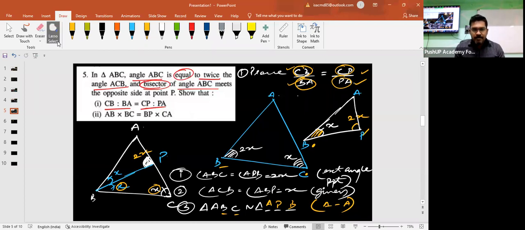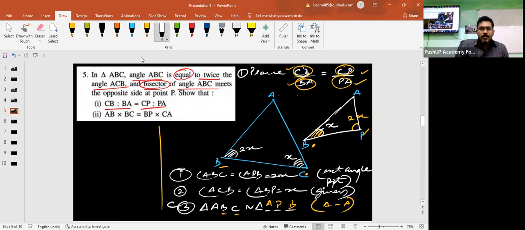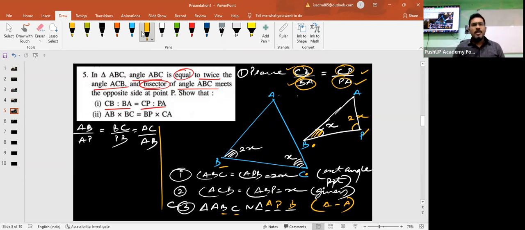I'll just erase this diagram. Okay. Let's write the ratios of corresponding sides in proportion. So you get AB upon AP is equal to BC upon PB is equal to AC upon AB. Right? Now what will we do? We will see what was the result to be shown. BC upon BA. Where is BC upon BA? Are we getting it? No. We are getting BC upon PB. Right?